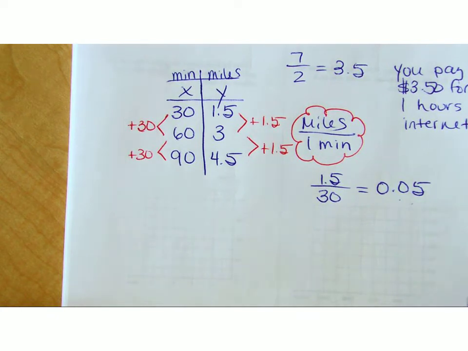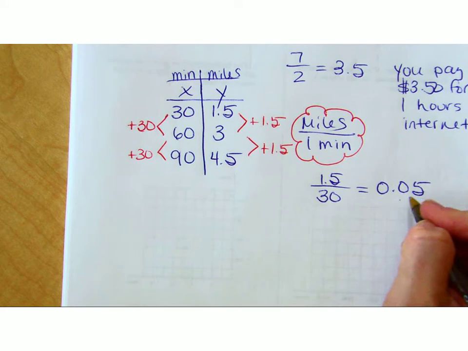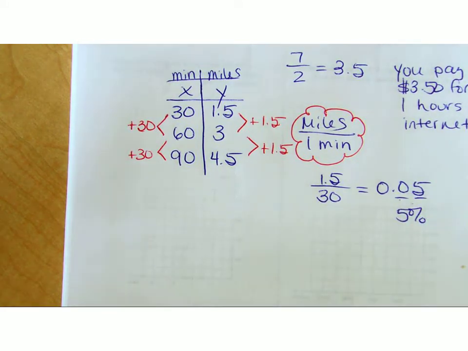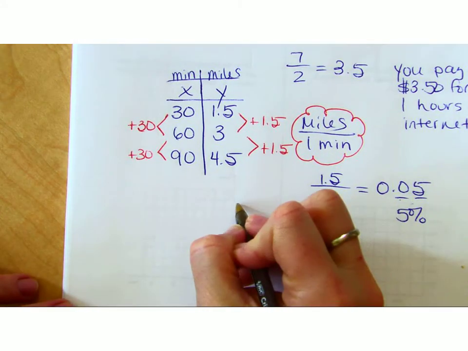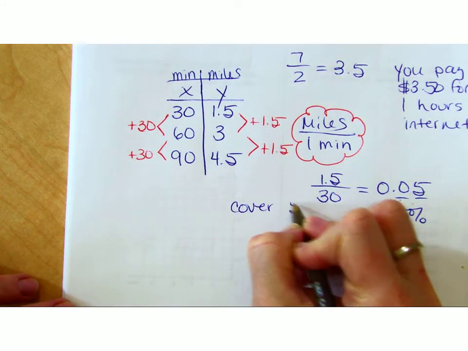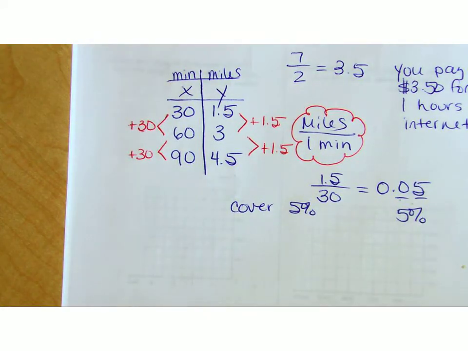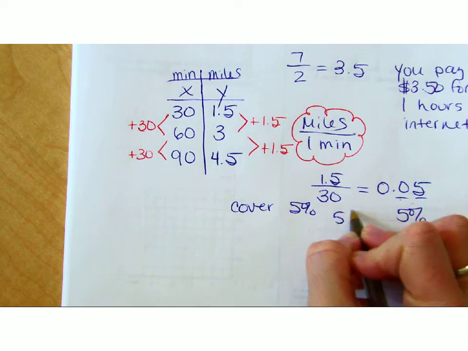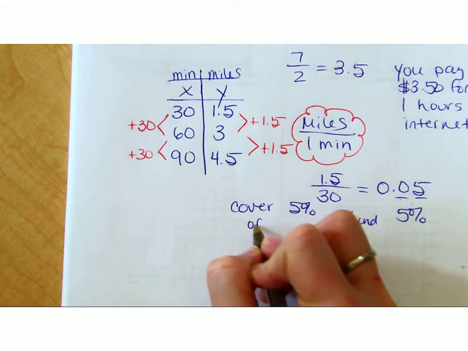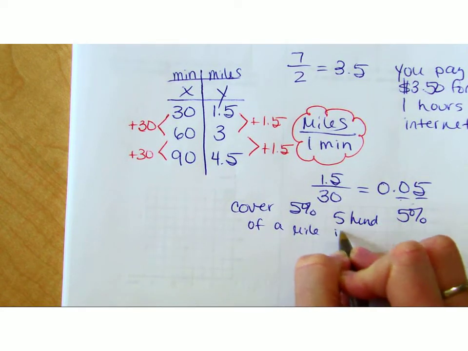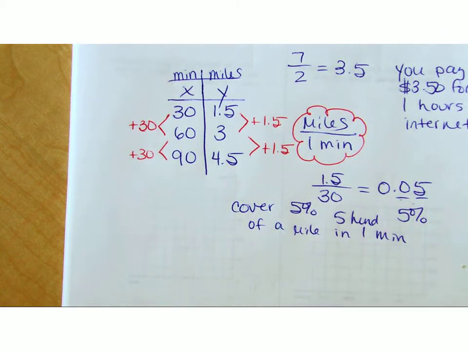Very good. Every minute that goes by, every 60 seconds, you went 5% of a mile, which isn't far, but you're not sprinting. You're not jogging even. You're walking, okay? So I can cover 5%, and you don't need to make it 5%. You could just keep it 0.05, 5 hundredths. You could say it's 5 hundredths of a mile in 1 minute. That's what that means, okay?